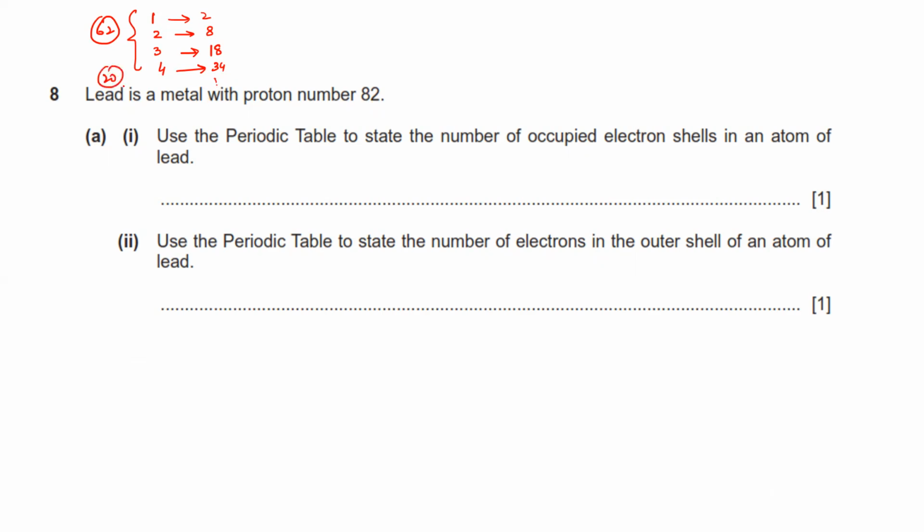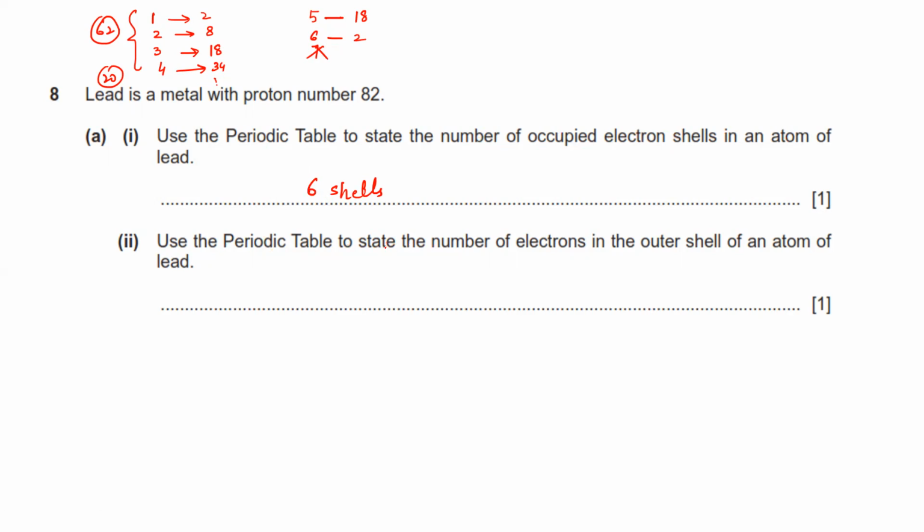So the remaining electrons will be 20. Now we have to place these 20 into a number of shells, and remember the placement would be such that the least number of shells will be required. So the fifth shell will have 18, then the remaining will be 2, so the sixth shell will have 2. There is no need for a seventh shell. So the number of occupied electron shells in an atom of lead is 6.